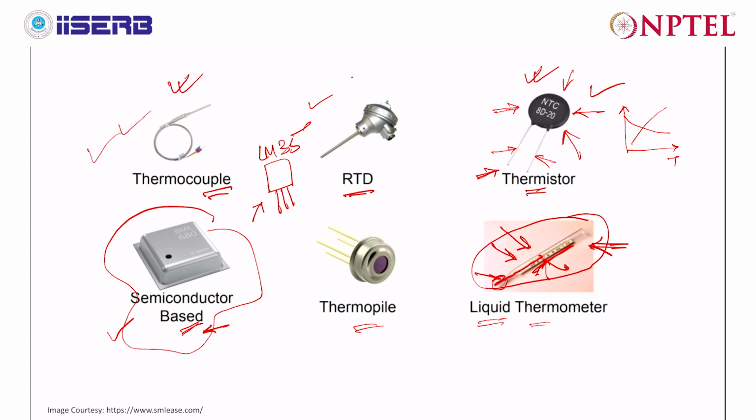But the others shown over here are electronic temperature sensors, and these are the typical images of different types of temperature sensors so that you can get an idea. Another temperature sensor is LM35, which is not shown over here, but that is also a kind of temperature sensor which is device based. This slide is just to give you an idea of how these temperature sensors look in practice, and you can use them for various other applications.